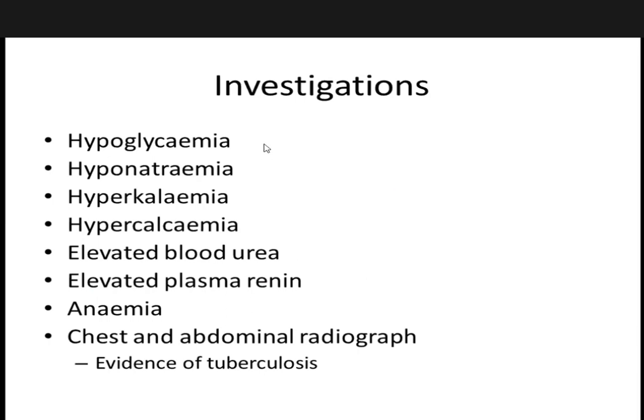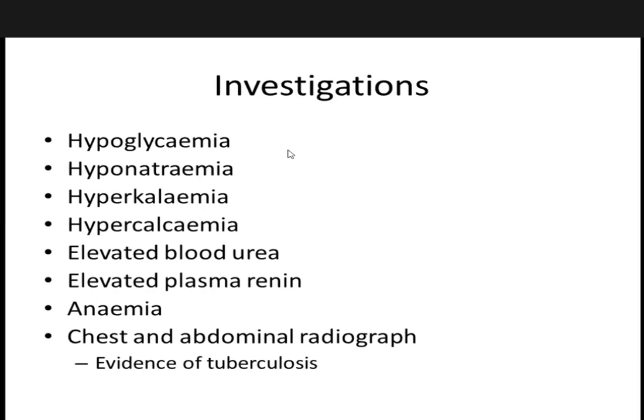So they will have hypoglycemia, blood sugar will be low, they will have hyponatremia, hyperkalemia, hypercalcemia, hyperuricemia, and hyperemia, right? And anemia, and then chest X-ray and abdominal X-rays showing evidence of tuberculosis, right? So you must know.